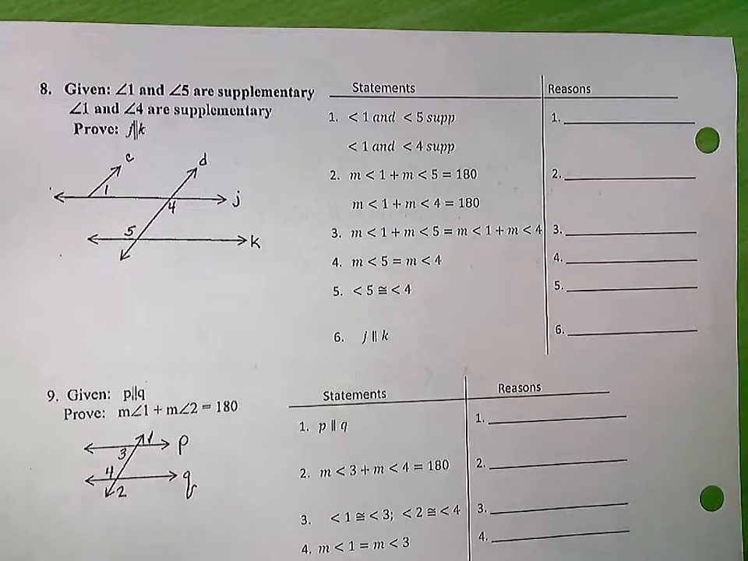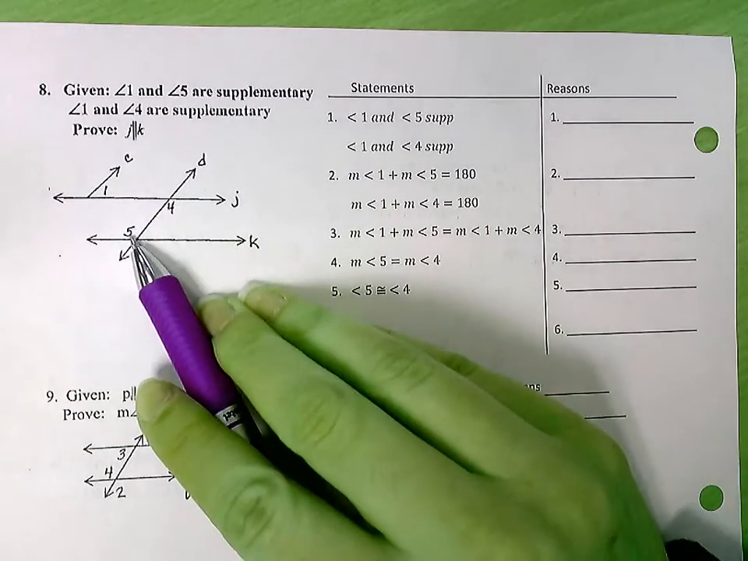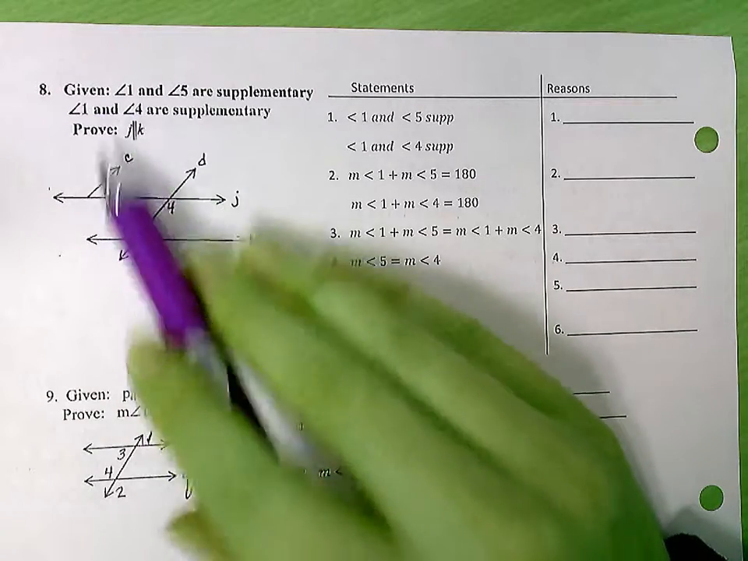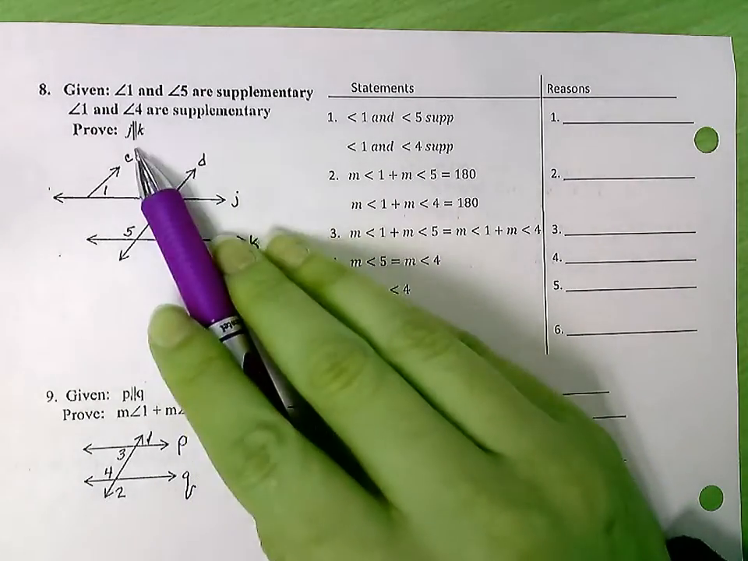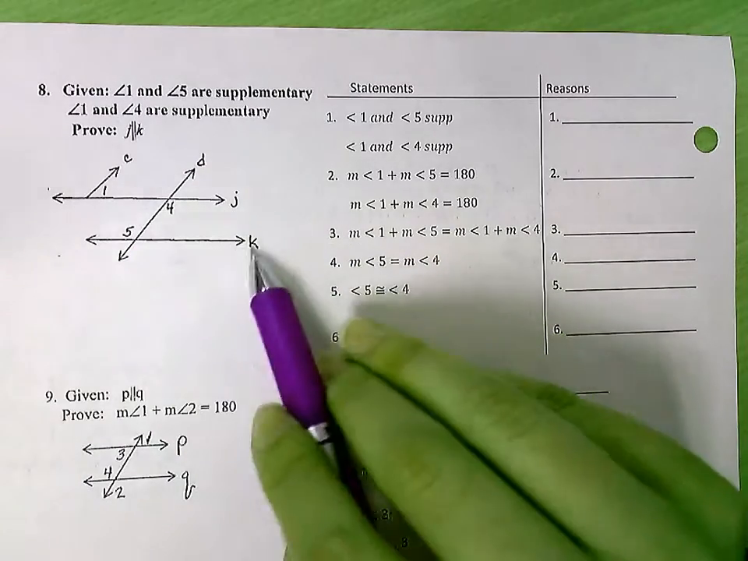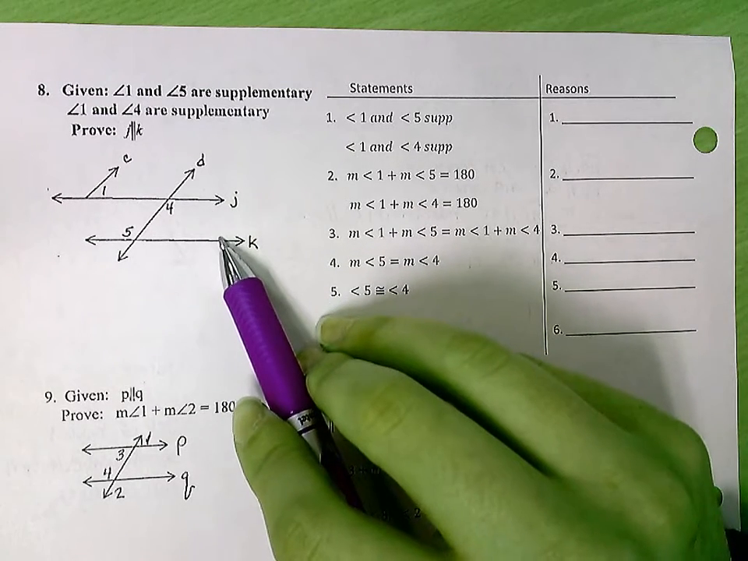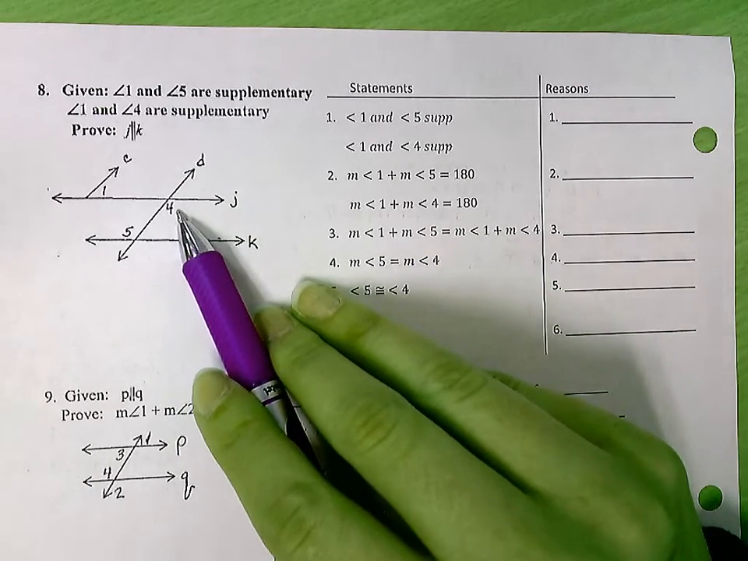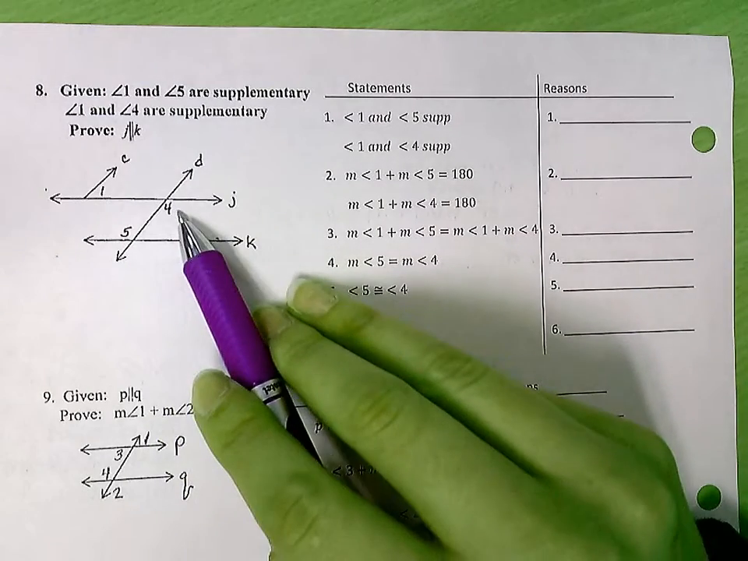On the back. Number 8. First one we are given that angle 1 and angle 5 are supplementary. What does supplementary mean? They add to 180. We're also given 1 and 4 are supplementary. So those add to 180. We want to prove that line J is parallel to line K. So these two right here are parallel. Somehow I want to get these two congruent to each other, because those would be what type of angle pair? If those are parallel, they'd be alternate interior.